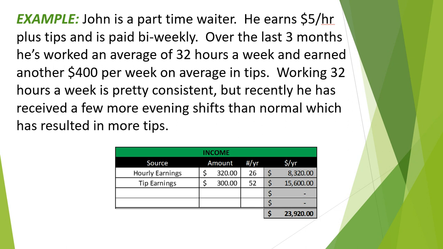Now that's the hourly earnings, and that one's pretty consistent. That's been going on for a while, and John feels pretty good about that. The tips, however, making $400 a week, well, that's been a little higher than normal. So rather than budget for $400 a week and be in a tough situation if he doesn't bring that in, he's going to budget for $300 a week. It's a little more reasonable, a little more conservative, something to depend on. And because we counted on those tips weekly instead of bi-weekly, we've got 52 times a year instead of 26.